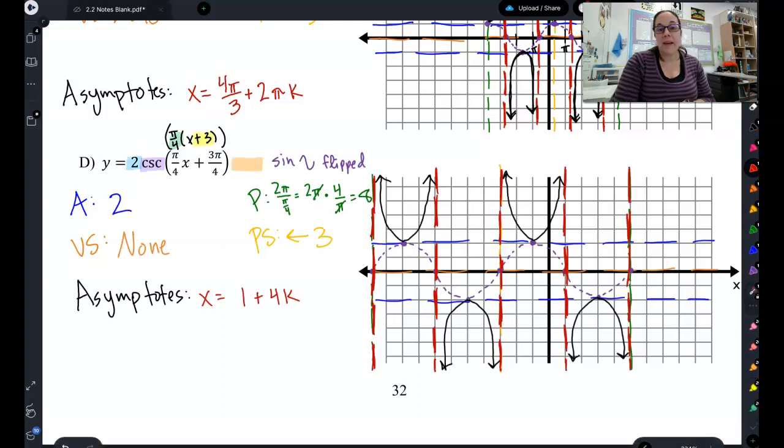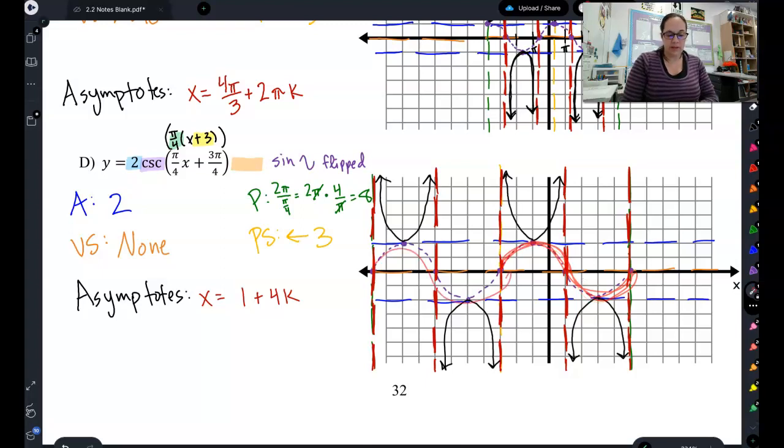Let's see how you did. No vertical shift, so that stays on the x-axis. Amplitude is up 2, down 2. Phase shift, I went left 3, so that took me to there. Period was 8, so next I went 8 over, and that was my next period line. This is a sine flipped, so I made my sine wave.